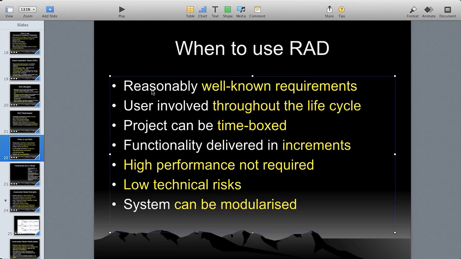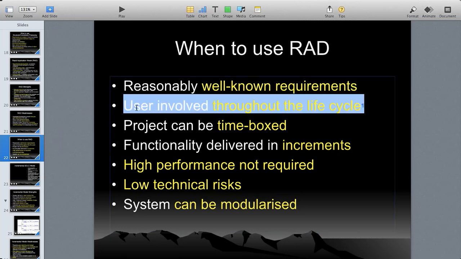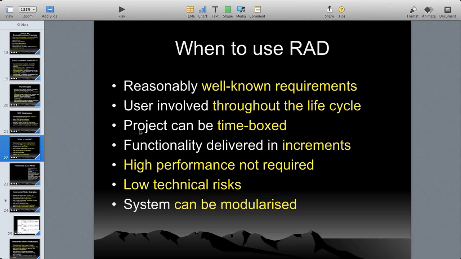When to use RAD? Reasonably well-known requirements. User involved throughout the complete life cycle. I mean, when you know all the requirements, you follow this. Then the client must be with you all the time. Project can be time-boxed: within the time, you have to finish it off. Very strict, disciplined timelines. Functionality delivered in increments. Yes, it's an incremental model. First account statement, then some transfer, like that.